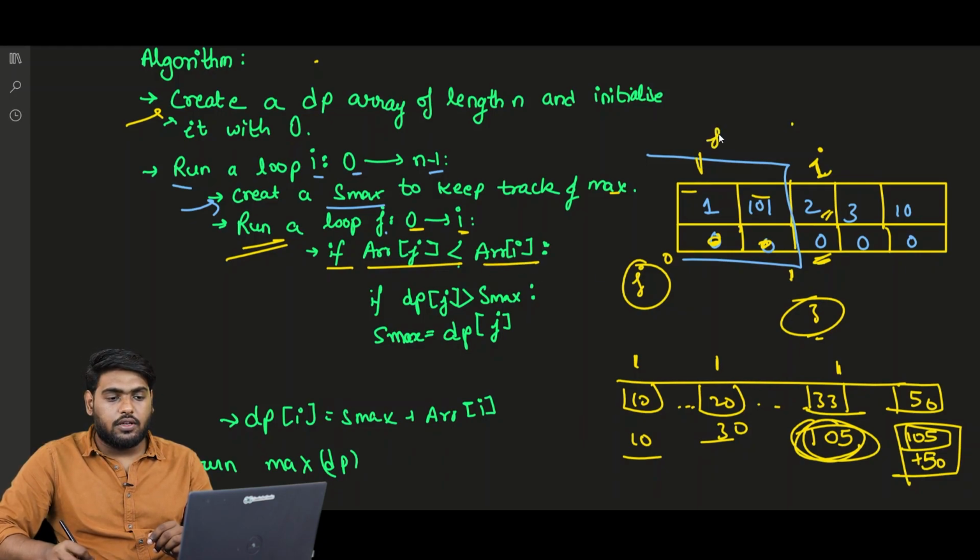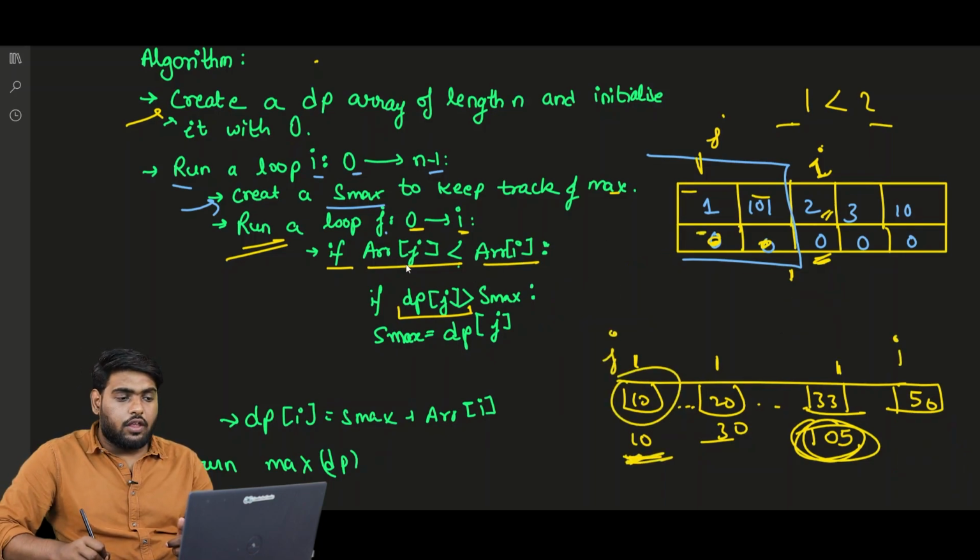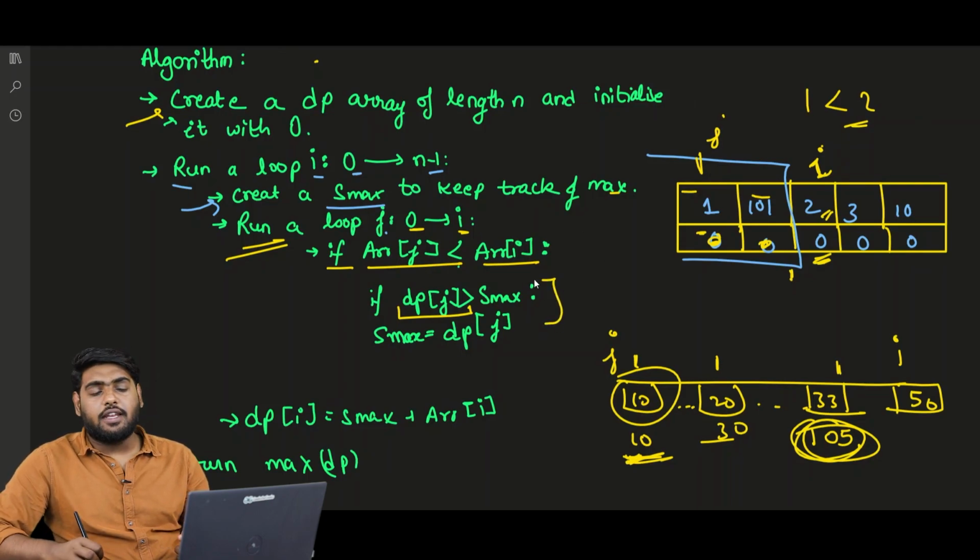Okay, if we are here, my jth will be compared with I, which means my 1 will be compared with 2. Yes, it is less, so we can get inside this if. Here we are checking if my dpj is greater than s max. So building our s max now, if we are here at 1 and we have compared this 1 less than 2, that means it's true, right? Then we are going to be getting inside this if.